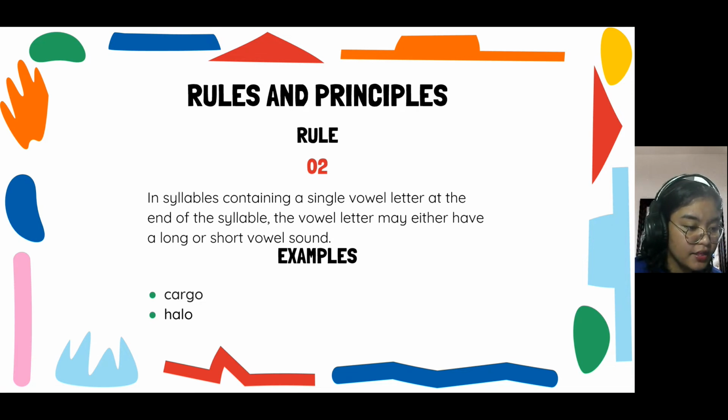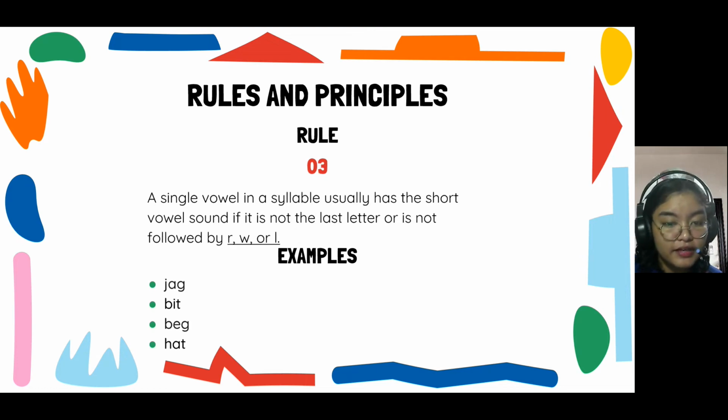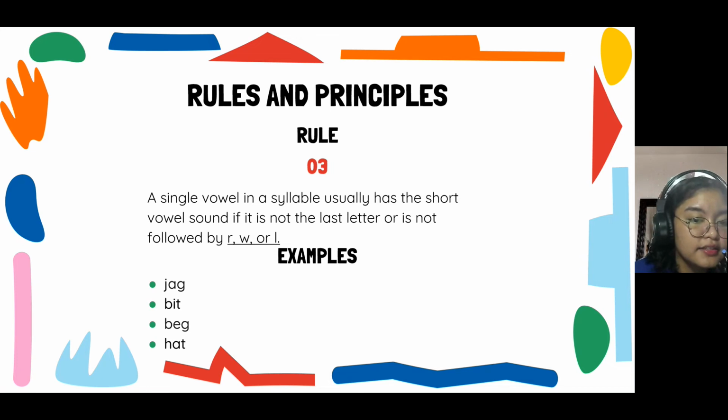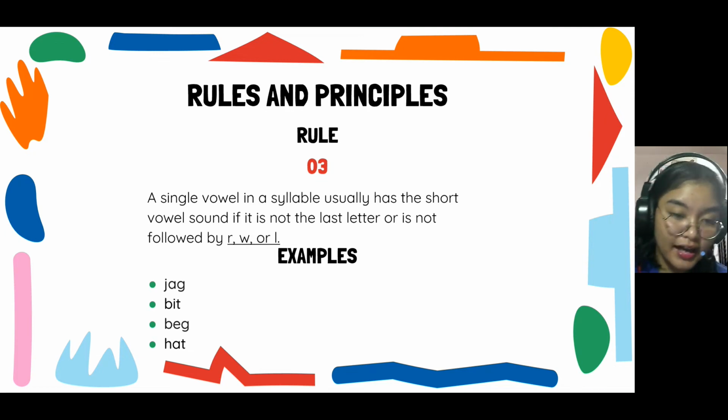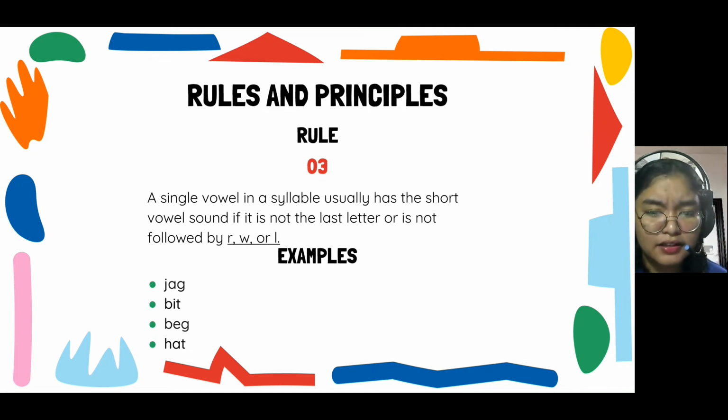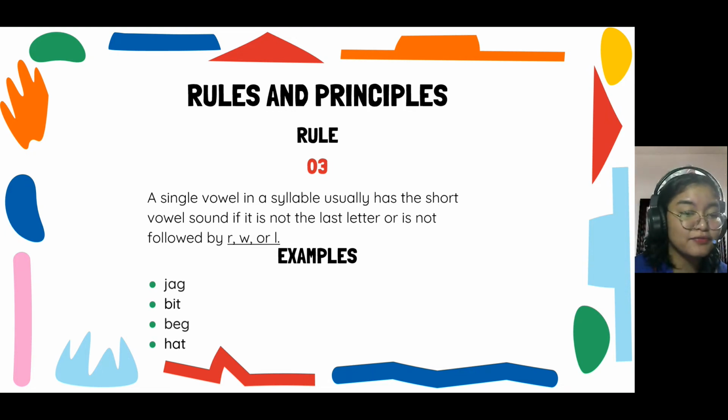Let's proceed with the next rule, rule number three. In rule number three, a single vowel in a syllable usually has a short vowel sound if it's not the last letter or it's not followed by the letter R, W, or L. For example, the words dog, date, bag, hat. It is followed by the letter R, W, or L. That is why we pronounce it with a short vowel sound. We cannot pronounce jag with the long vowel sound. It will make it like jeig or beat or beg or hat.